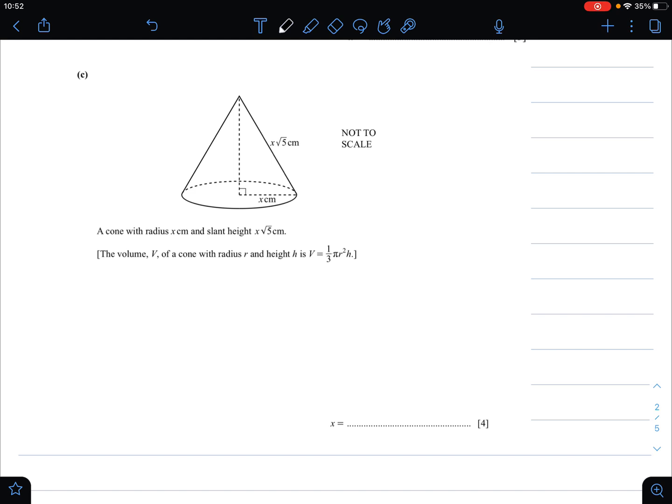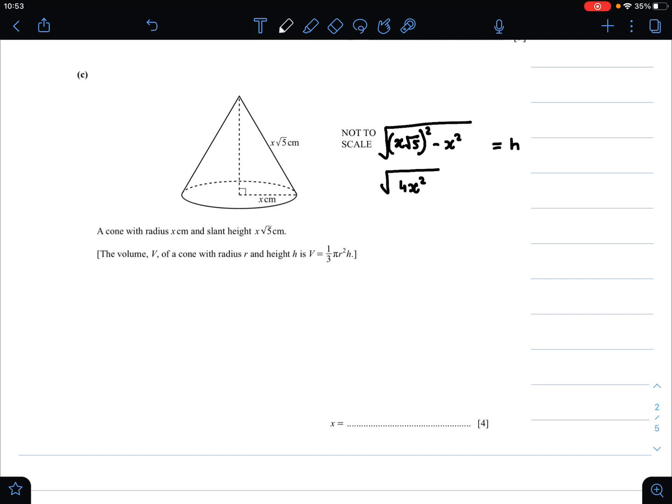So it's a right angle triangle, so we can use the Pythagoras theorem. So x root 5 the whole square minus x square, and the root of this whole thing will be equal to the height. So x root 5 the whole square would be 5x square, so root of 5x square minus x square, which is equal to 4x square. So we can use this as our value for h.